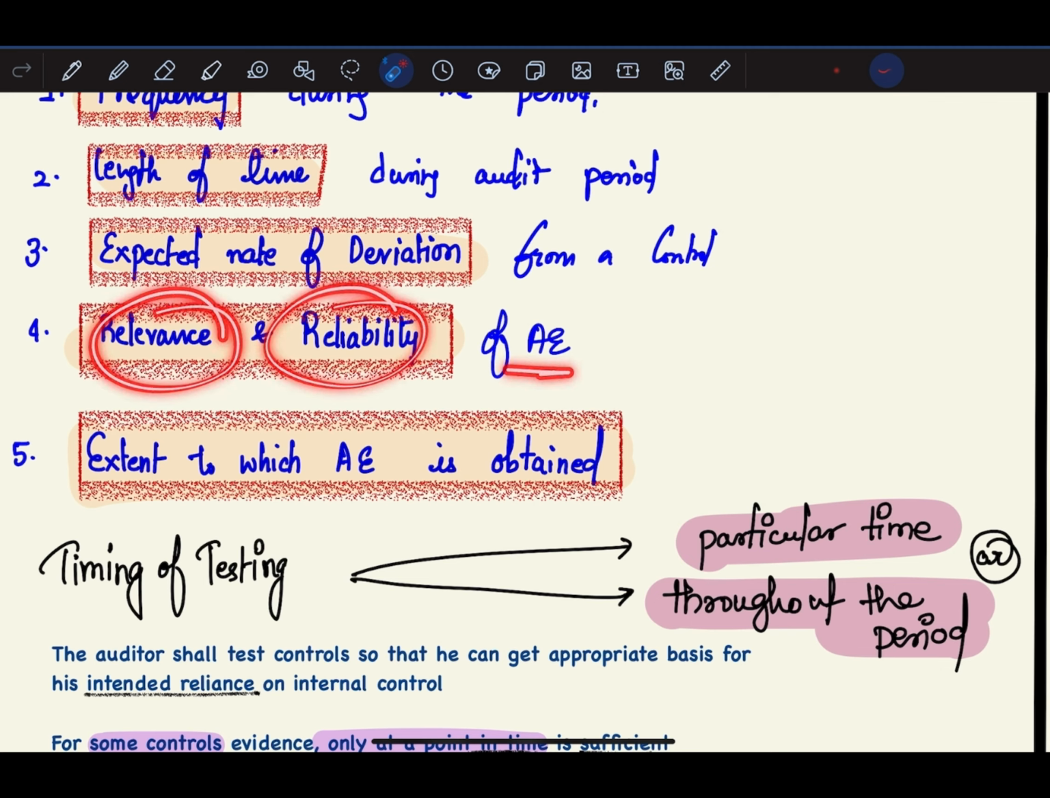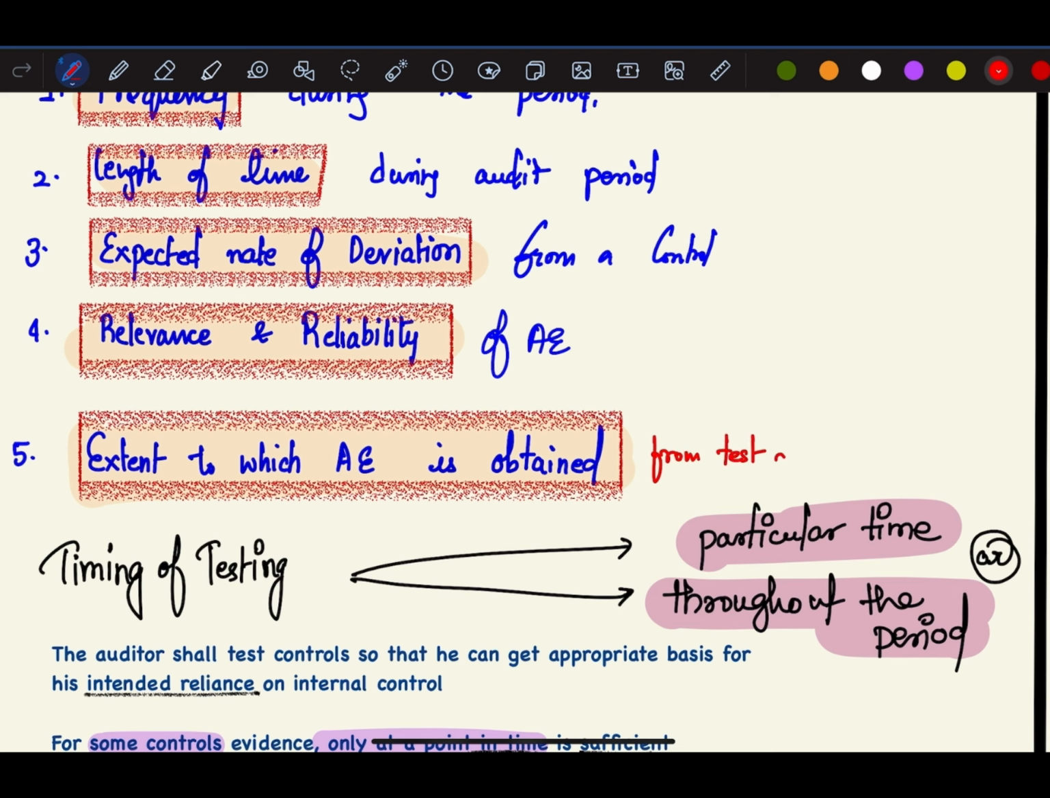Relevance and reliability of audit evidence. So what is the relevance and reliability of audit evidence to be obtained regarding the operating effectiveness? So you obtained the audit evidence, but how relevant is it? What is the reliability? Next, the extent to which audit evidence is obtained from test of other control related to the assertion. So these are the 5 matters which the auditor needs to keep in mind.